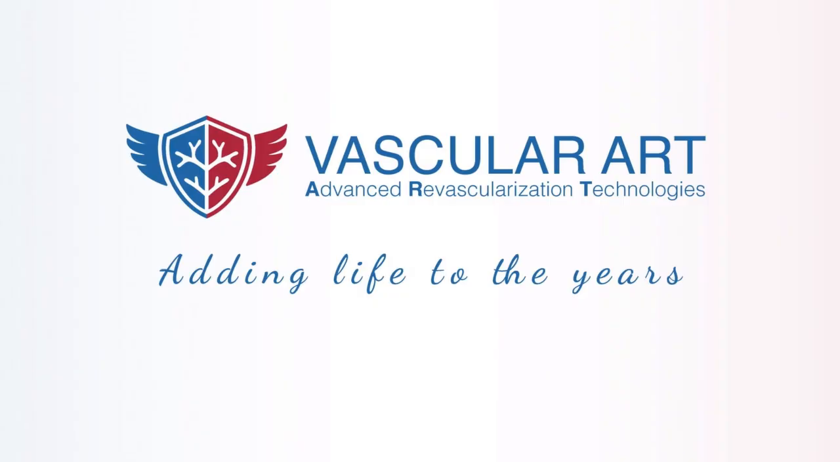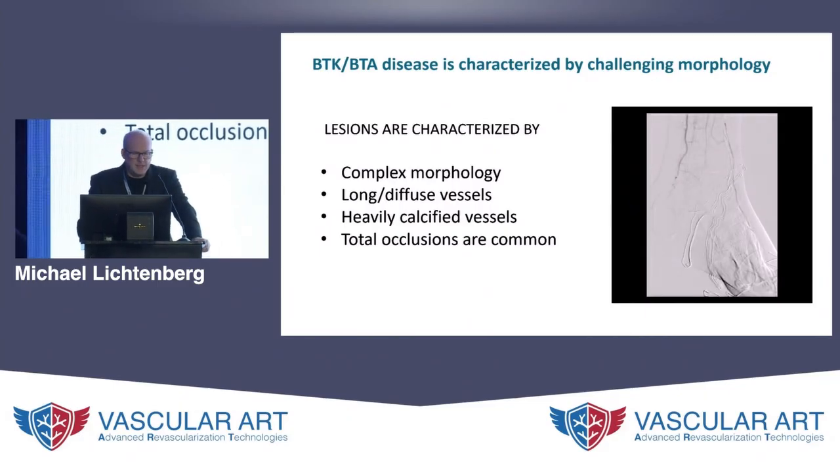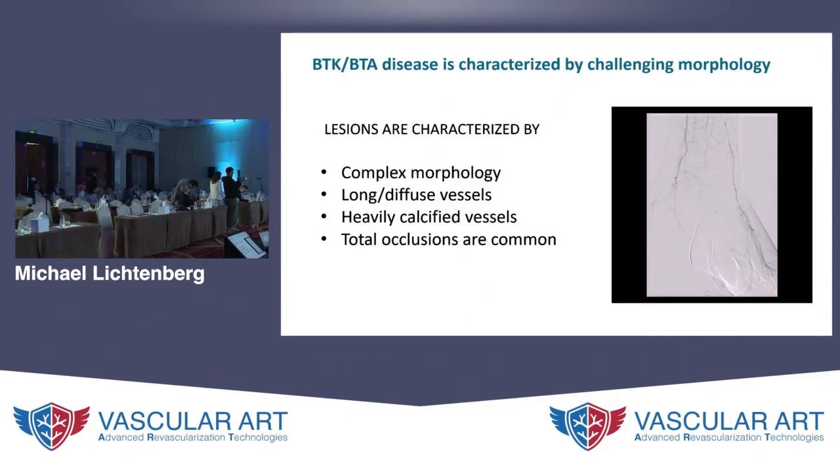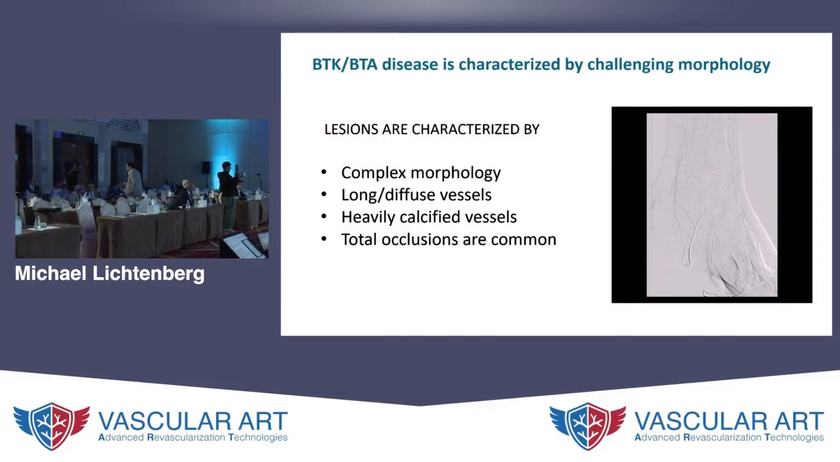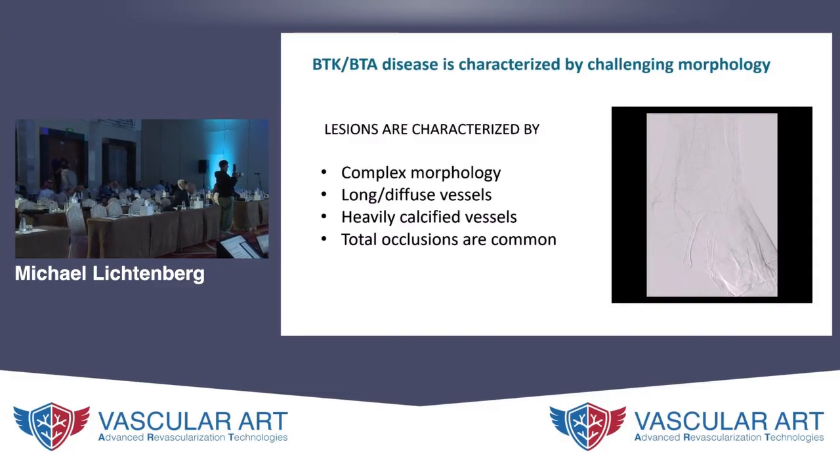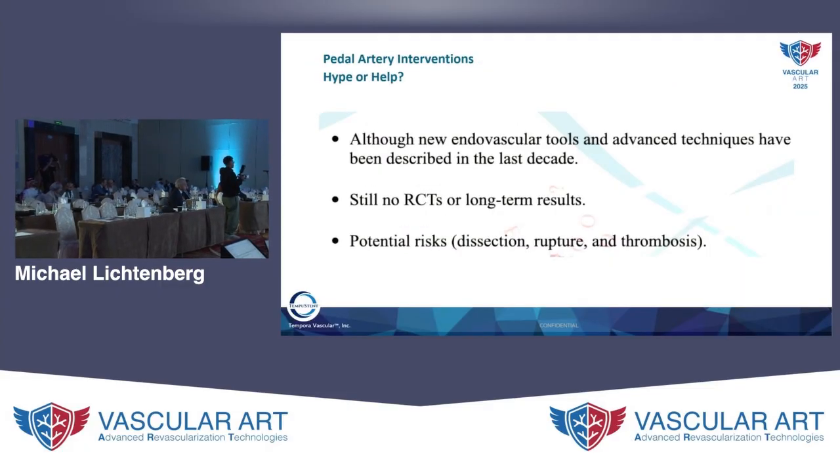So what are we dealing with? We are dealing with very complex disease below the ankle. As we deal with below the knee disease, we are talking about a complex morphology, long diffuse vessels, heavily calcified vessels, and total occlusions are common. So this is a very severe disease situation below the ankle. And the question is: is this hype or help? I definitely think below the ankle intervention is a standard now.